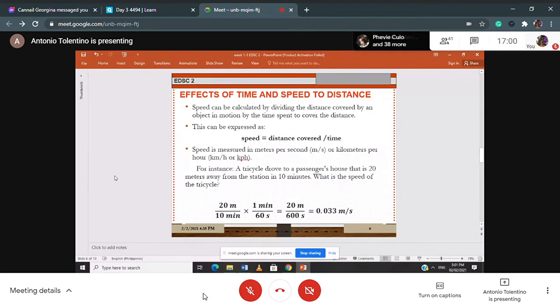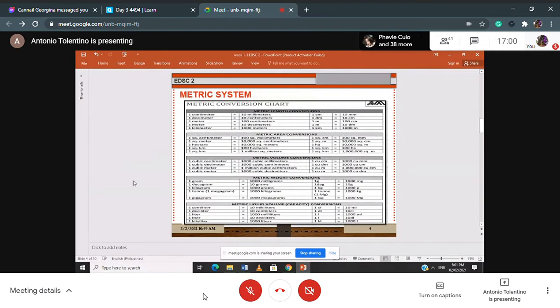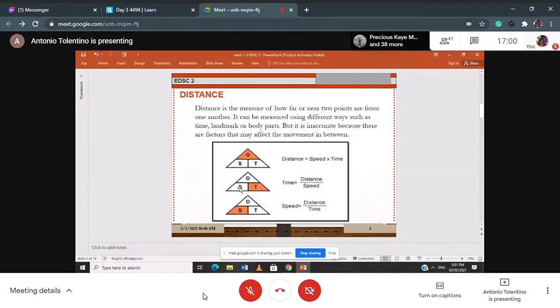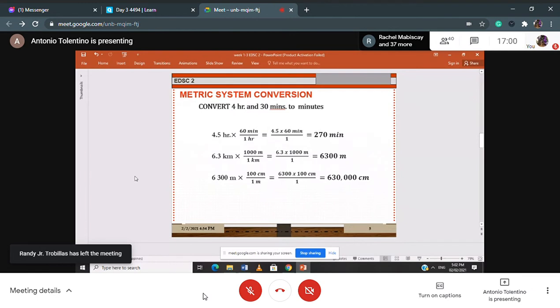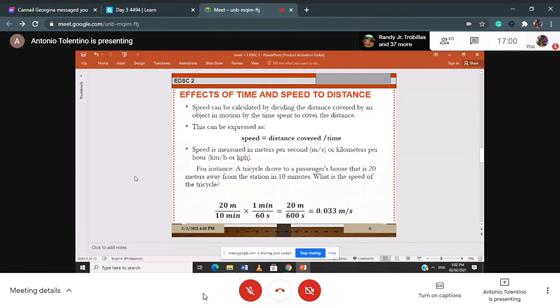As we saw in the formula a while ago, the triangle, speed can be solved through distance over time. Distance over time. This means, class, we can only solve speed if the time or the distance covered within the time period is given.